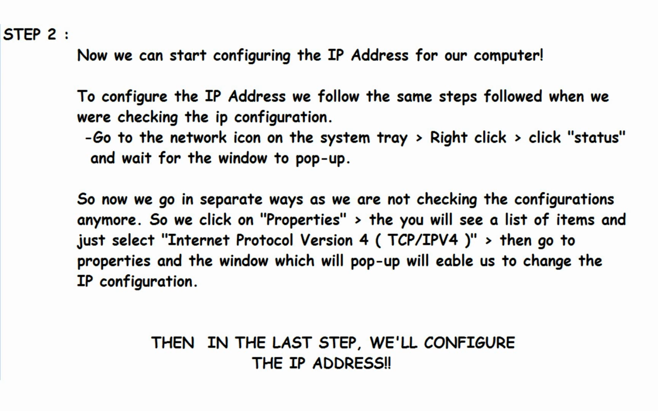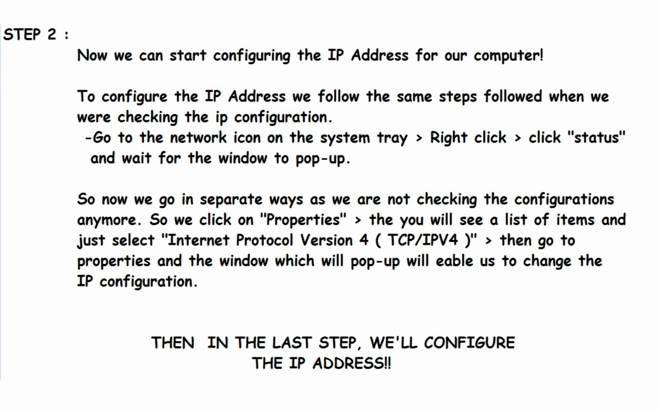You will see a list of items. Just select Internet Protocol Version 4. This is IP version 4. Make sure you select it, written the way it is written here. Then go to properties, and the window which pops up will enable us to change the IP configuration.